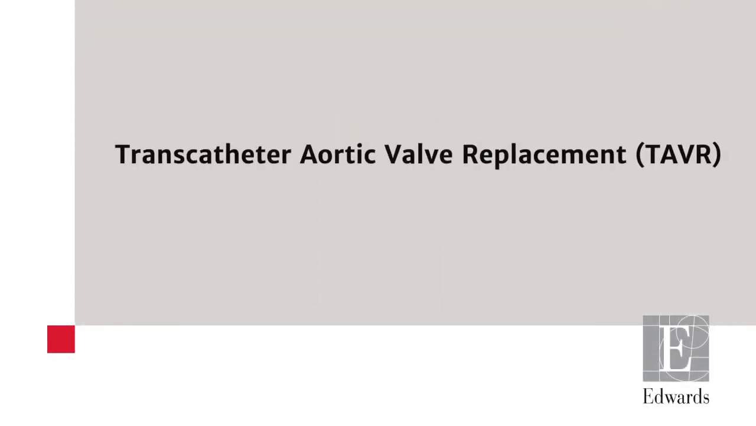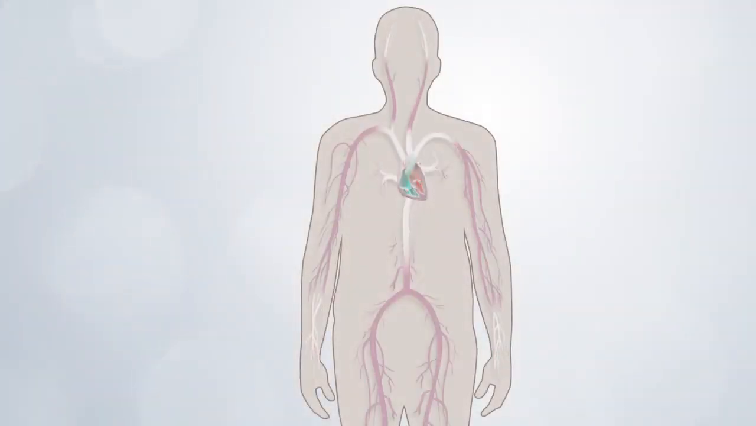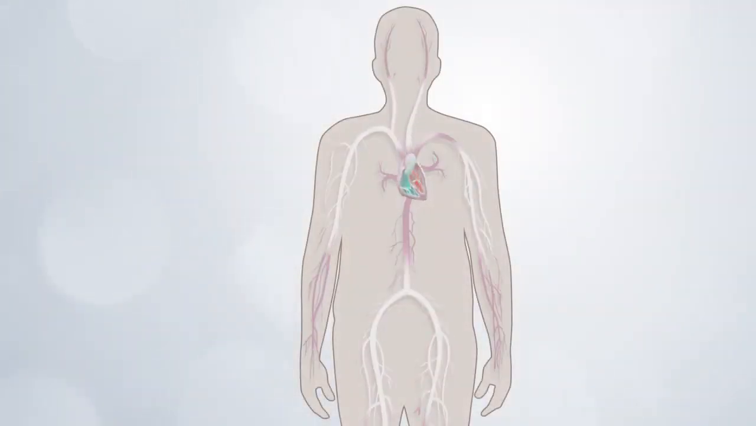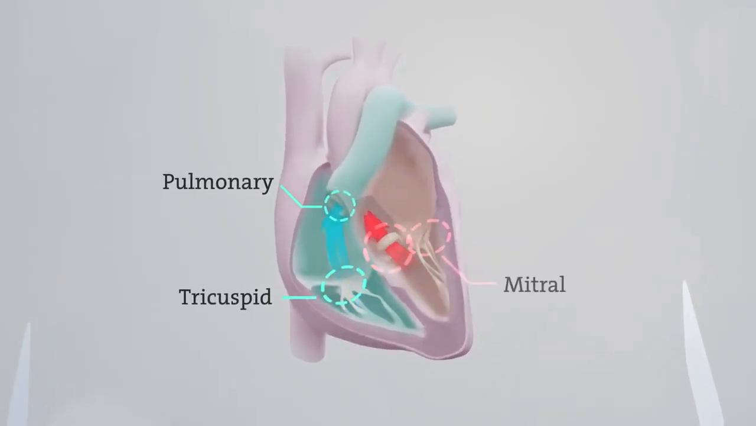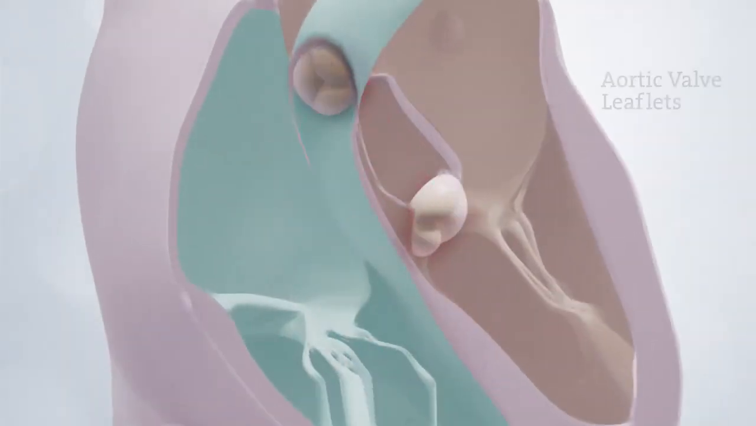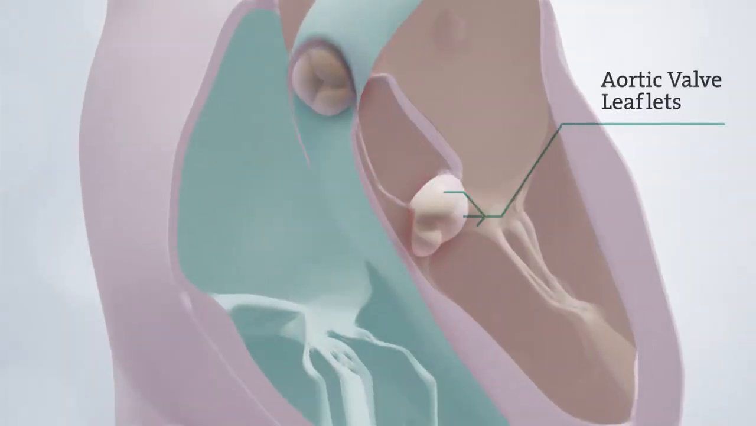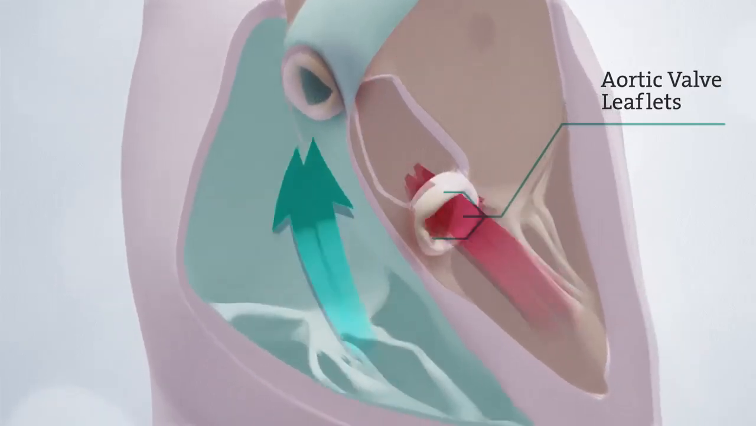This is an animation showing transcatheter aortic valve replacement through the transfemoral approach using the Edwards SAPIEN 3 transcatheter heart valve. The heart's main function is to pump blood to the rest of your body. The heart contains 4 valves. Normal valves have 2 or 3 flaps of tissue called leaflets that open and close like gates to control the flow of blood through your heart.